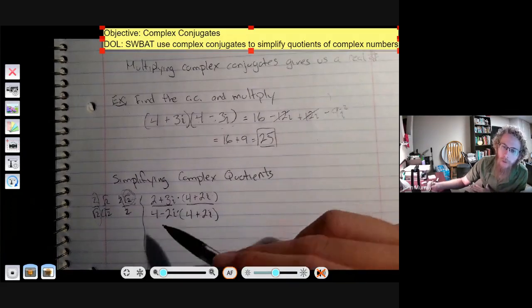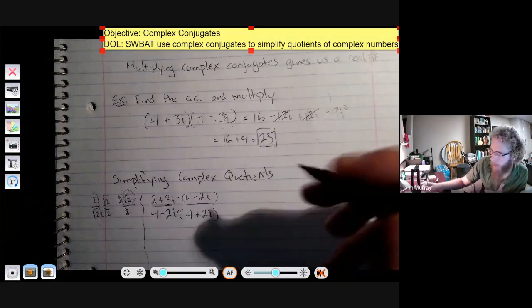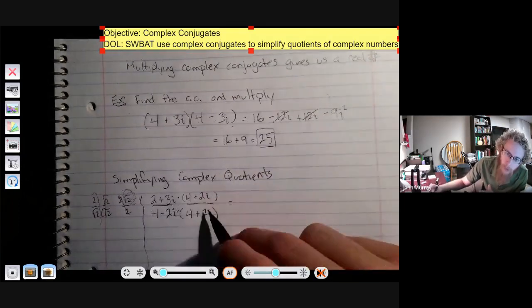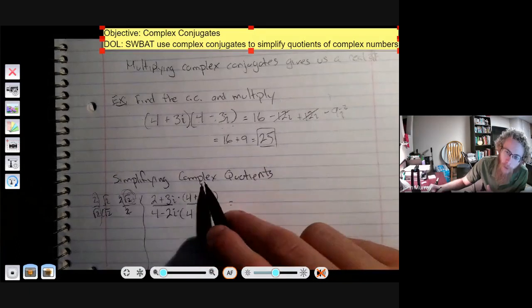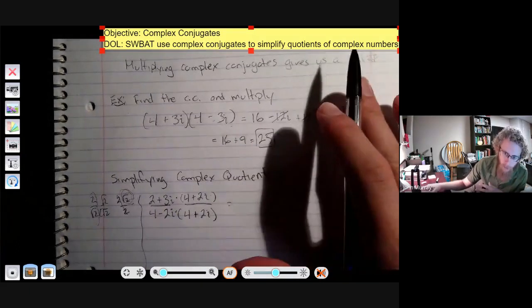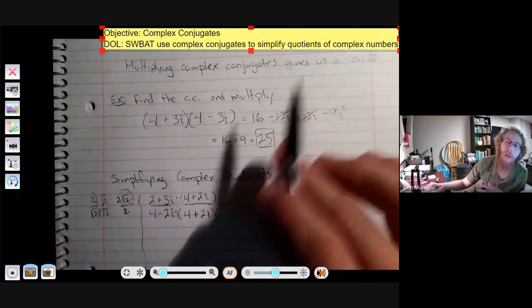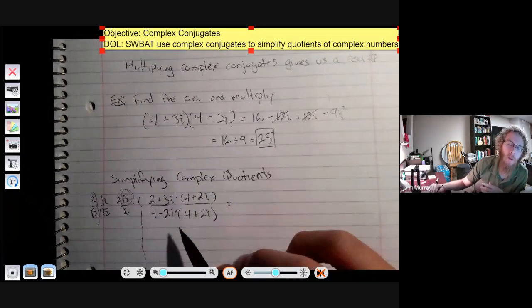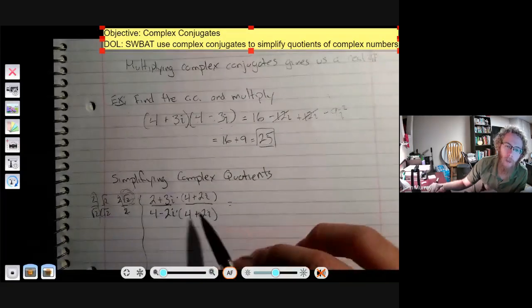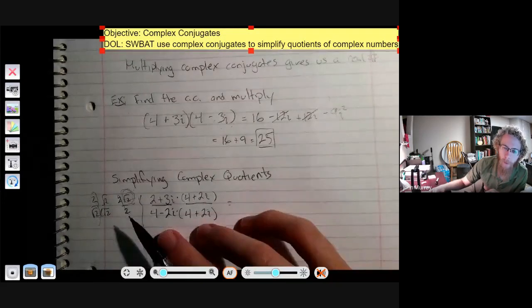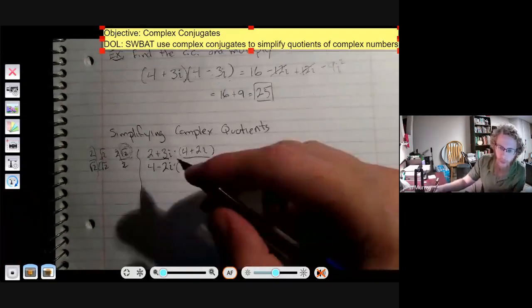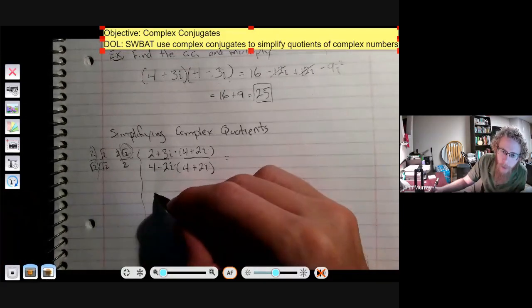So now it's a little bit of work, so just be careful. You have to FOIL twice. You're going to FOIL your numerator, and now your numerator will still have an imaginary part. That's okay, that's expected. But it should work out where your denominator is no longer complex and you only have a real number. All right, so I'm going to do the work down here. I'm going to do the numerator first.